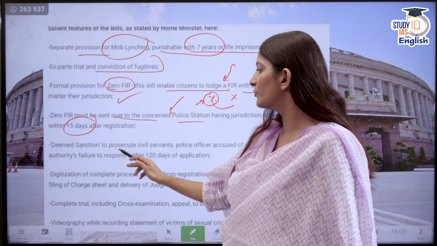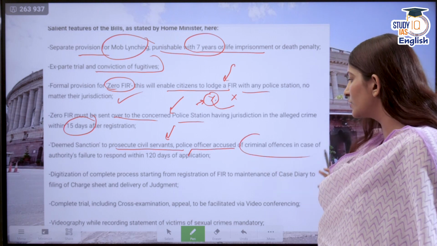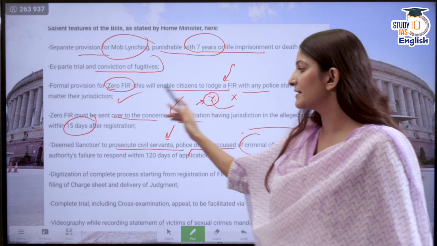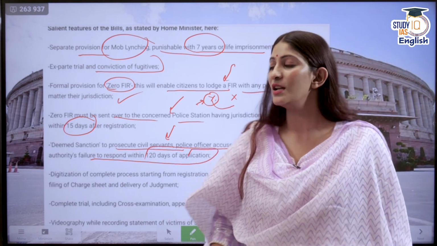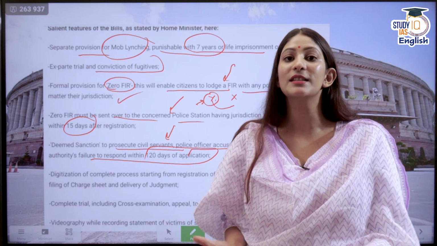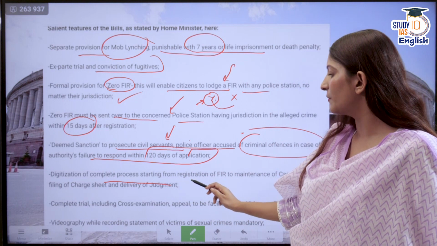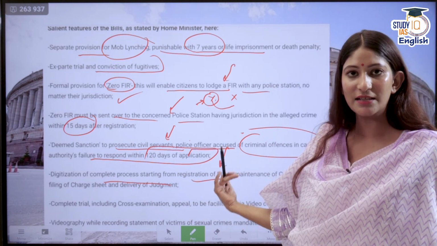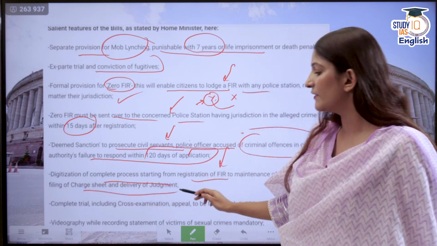Deemed sanctions to prosecute civil servants, police officers who are accused of criminal offences, in cases of authorities' failure to respond within 120 days of application. This increases accountability and responsibility. That is why. Digitization of complete process starting from registration of FIRs to maintenance of case diaries and filing of charge sheet, delivery of judgment.